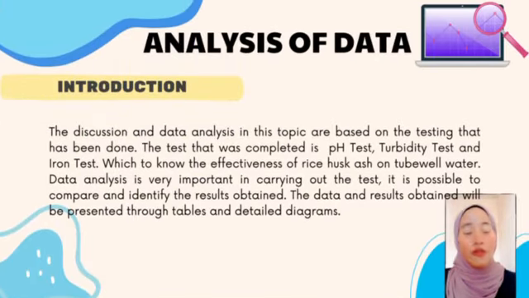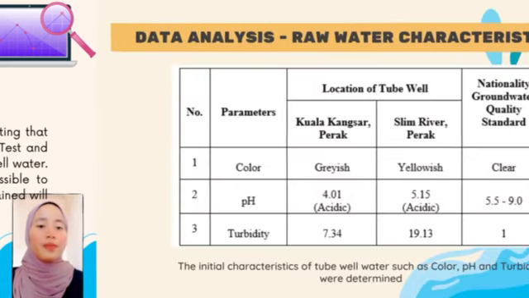Next is analysis of data. For the introduction, the discussion and data analysis is based on the testing that has been done. The tests completed are the pH test, turbidity test, and iron test, to know the effectiveness of rice husk ash on tube well water. Data analysis is very important in carrying out the test. It is possible to compare and identify the results obtained. The data and results obtained will be presented through tables and details by data analysis of raw water characteristics.